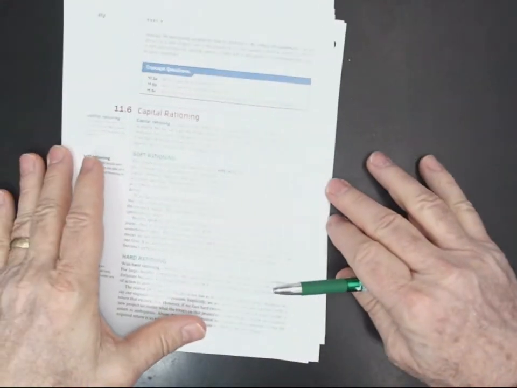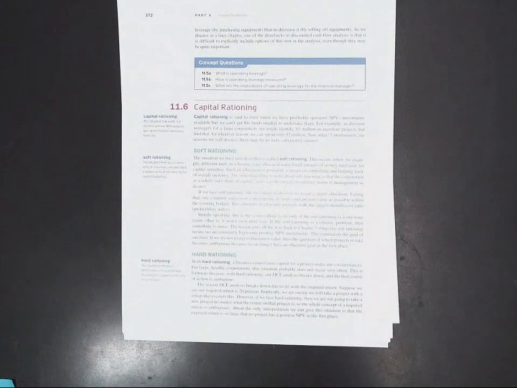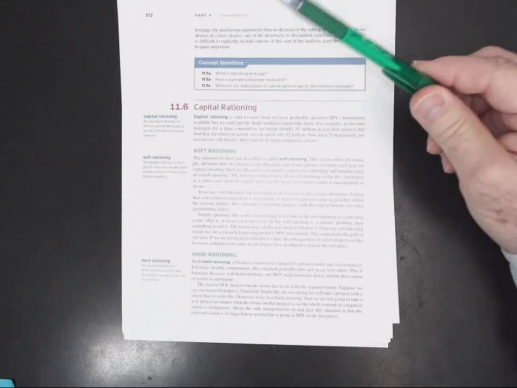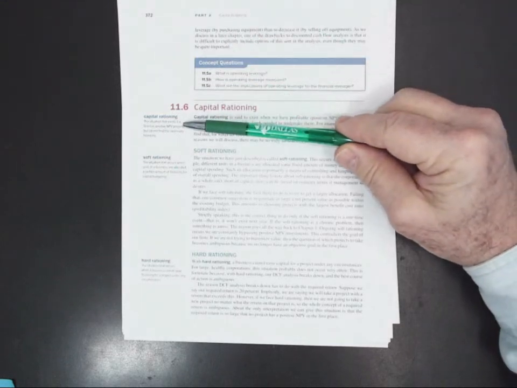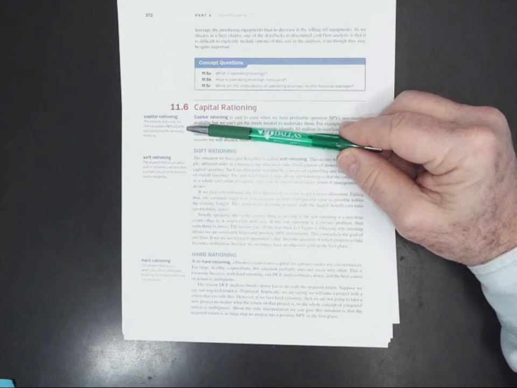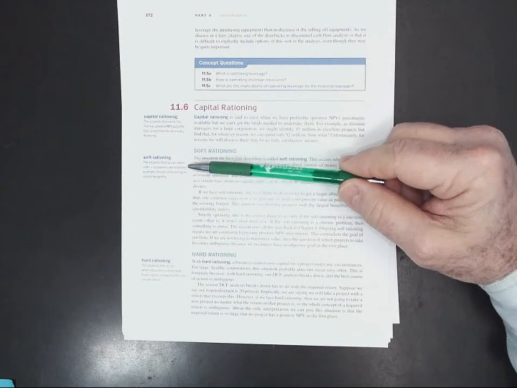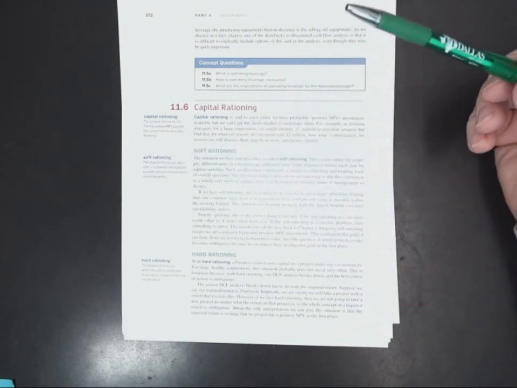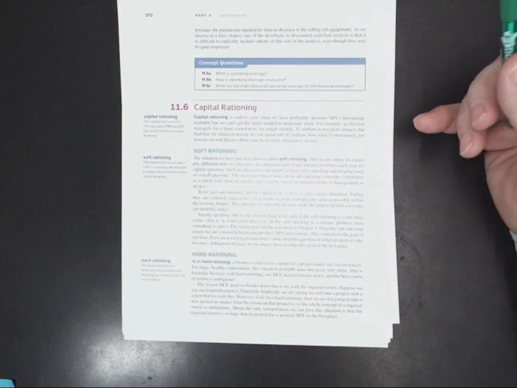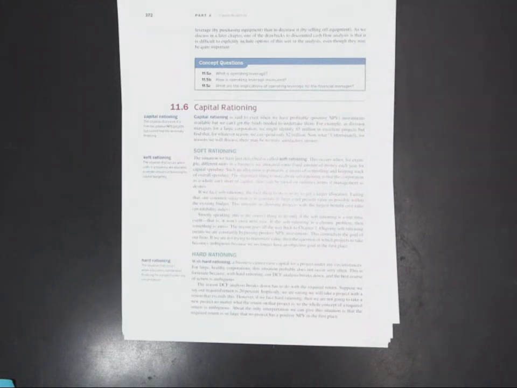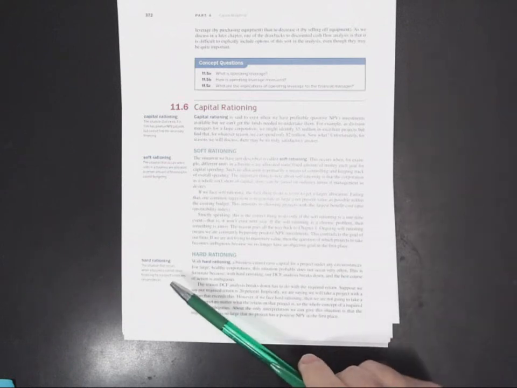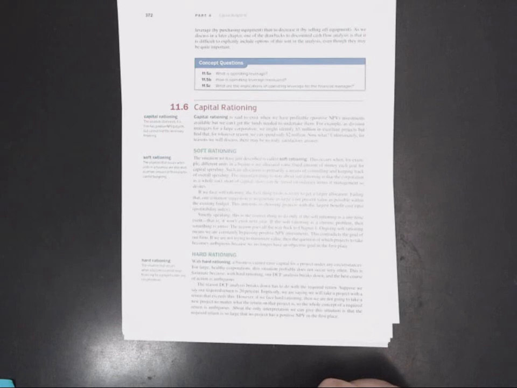And finally, we get into capital rationing, and capital rationing just means that you don't have all the money in the world. You are limited on how much capital you have available. And this definition is the situation that exists if a firm has positive NPV projects but cannot find the necessary financing, so you don't have enough money. Soft rationing refers to a particular business unit being assigned so much money, and here's how much money you have to invest. Hard rationing is when they simply don't have access to any more capital. That's a maximum that the company has available.